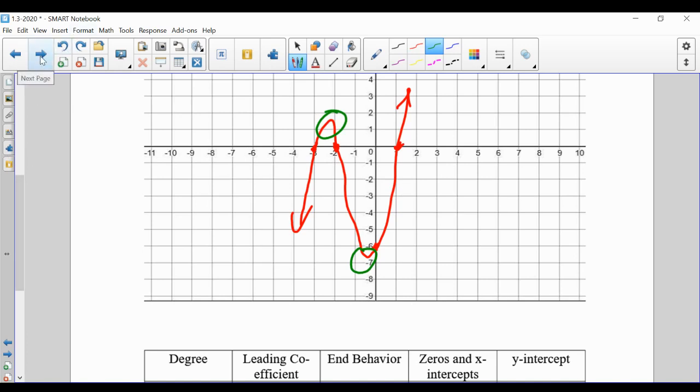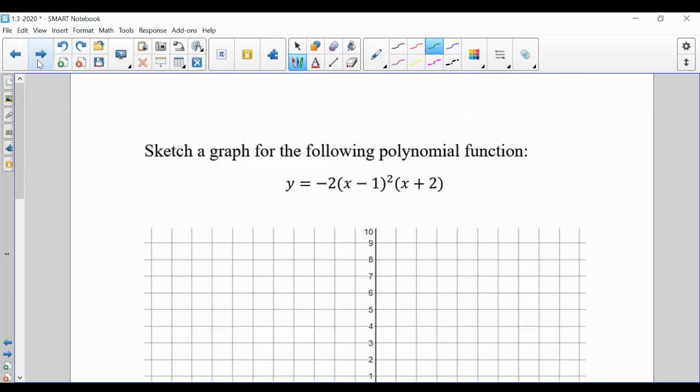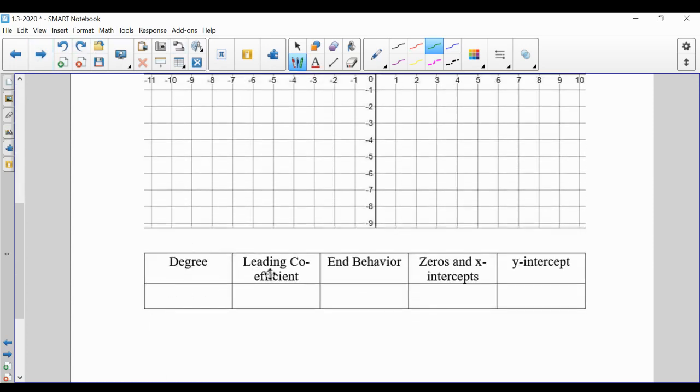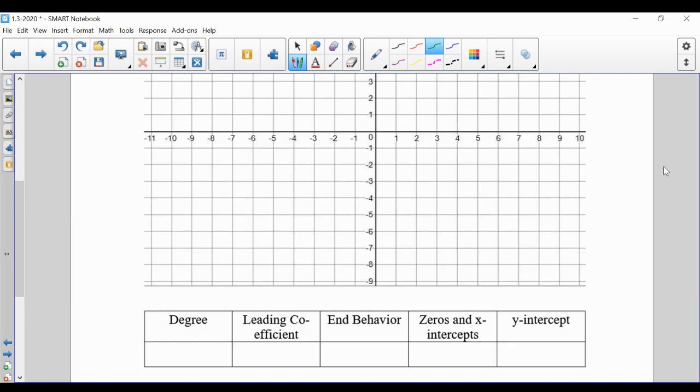Unless there are any questions on this, we're going to keep going. Let's look at this one. Sketch a graph of the following polynomial. All right, so let's go through all the things that we asked before: the degree, the lead coefficient, the end behavior, the zeros, and what kind of zeros they are, and the y-intercept.